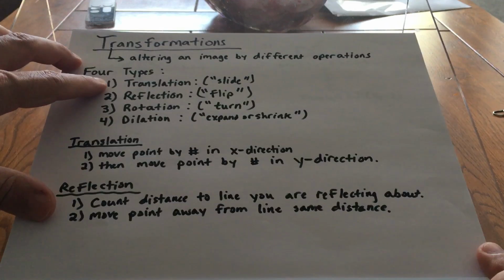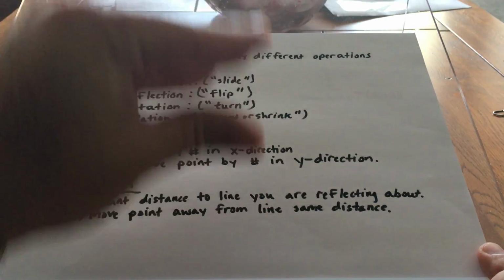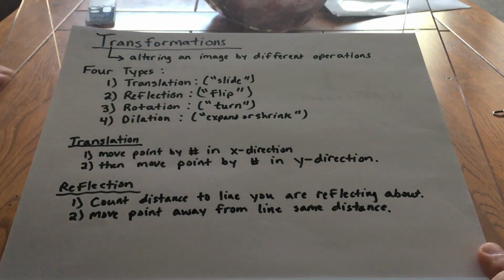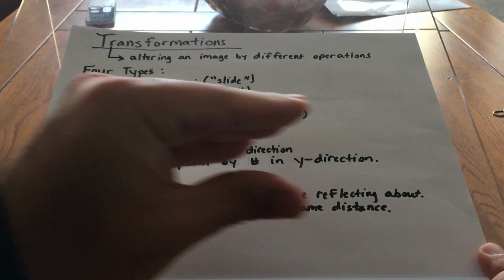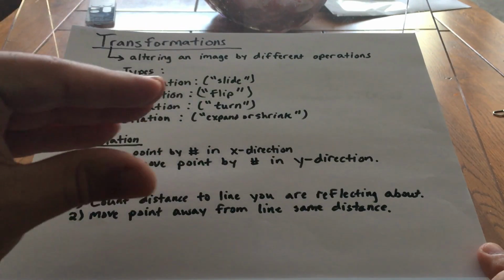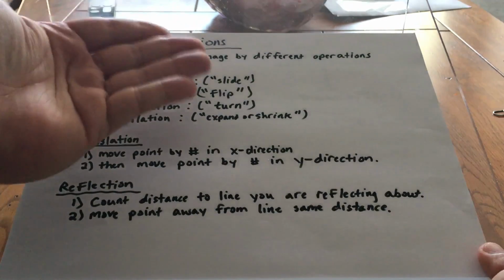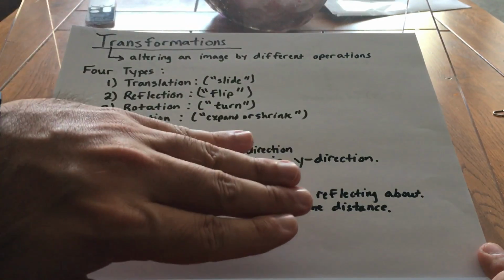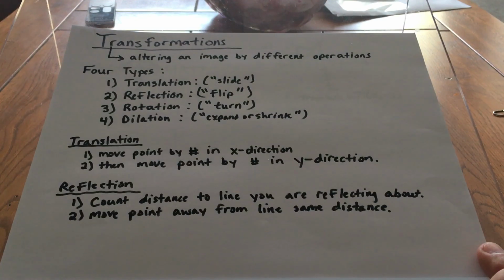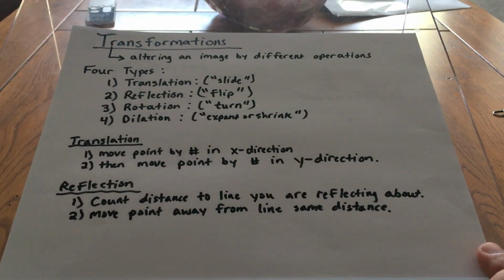There's a translation, which we call a slide. So translating means slide it up and down, right or left. Anytime you slide along the axis, you don't twist or turn or anything like that. You're just sliding right or left or up or down or a little bit of both. That's a translation. A reflection is basically a flip. So if you have your image above the x-axis and you flip it, that's called a reflection. We'll see what these two are right away in the next slide.